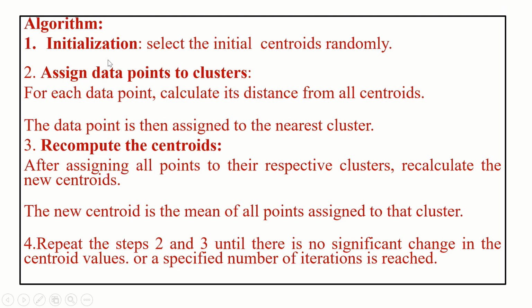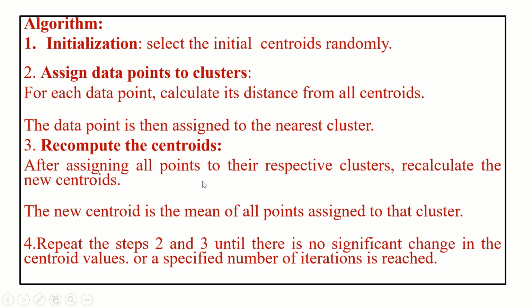Algorithm. First step is initialization. Select the initial cluster centroids in a random manner. For each data point, calculate its distance from all centroids. Here we use the Euclidean distance formula. The data point is then assigned to the nearest cluster.